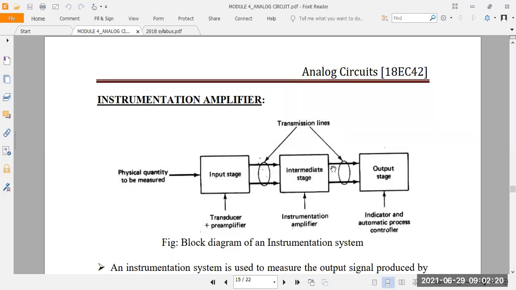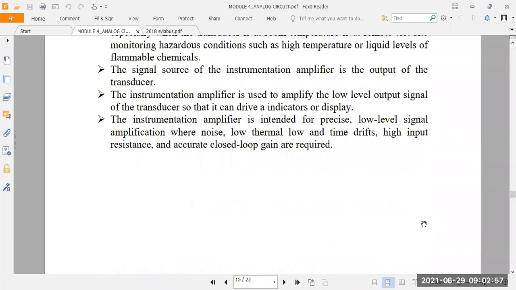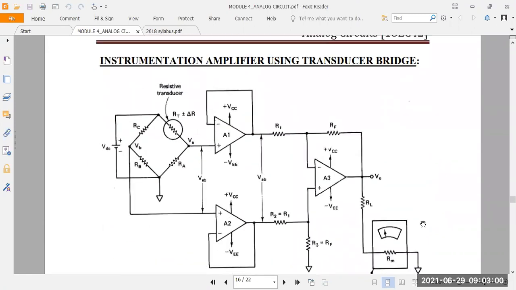After that, you have to connect the intermediate stage using the transmission lines. Here you can use any kind of digital or analog signals for the transmission lines. The intermediate stage consists of what here? Instrumentation amplifier. So the instrumentation amplifier consists of two voltage follower circuits and one subtractor amplifier. Understood? Then the output of this intermediate stage goes to the output stage. In the output, what are we going to do here? We are going to display the output in terms of an indicator or automatic process controller. Understood? And also we discussed the circuit diagram, right?